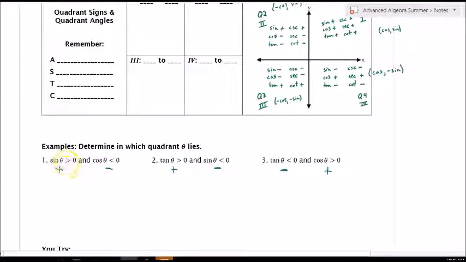So here I am looking at places where sine is positive. That's only 2 quadrants. So if I look, it's positive here and here, negative in here. So that means I'm either in quadrant 1 or 2. But now I want cosine to be negative. So if I look, it's positive here and negative here. So my answer would be quadrant 2.